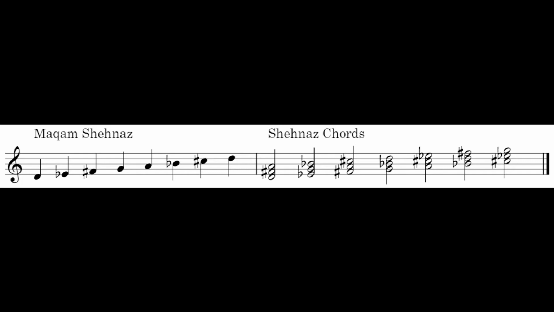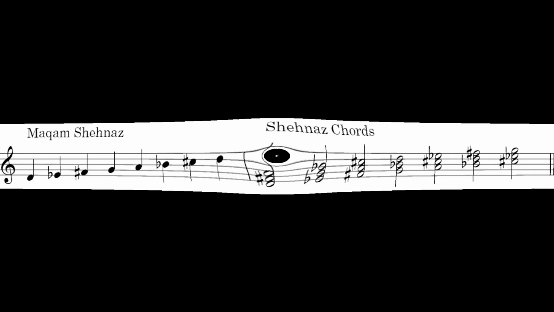For example, D major, E flat major, F sharp minor, G minor, A major, but with a flat 5, B flat augmented, and C sharp diminished with an even further lowered third. We're definitely not in C major anymore.